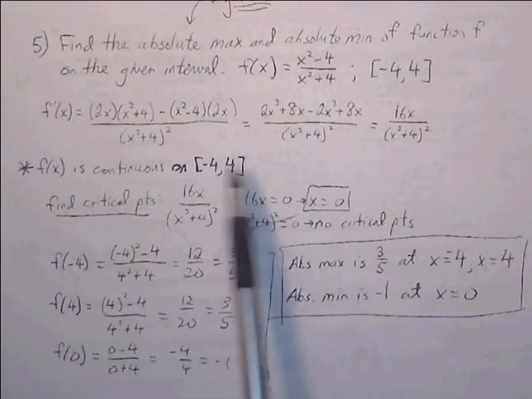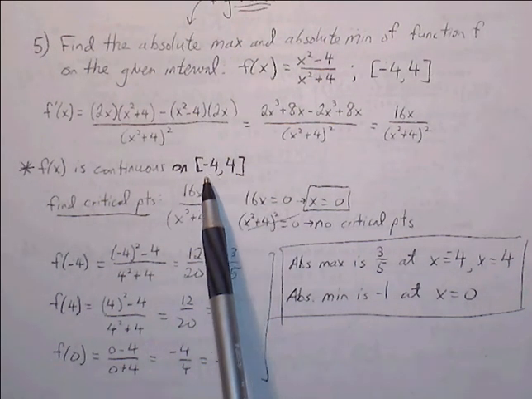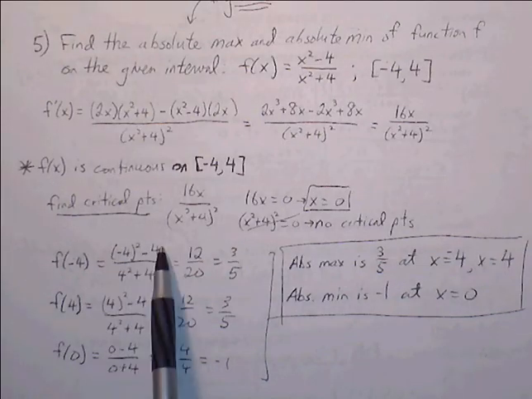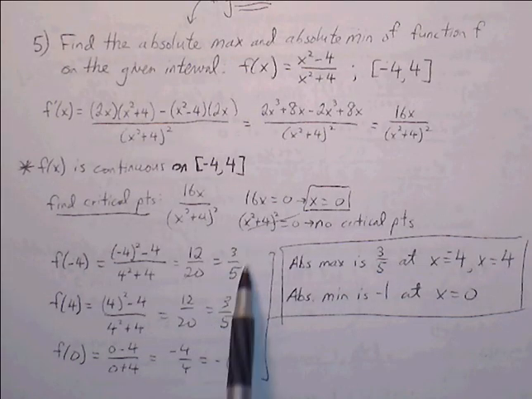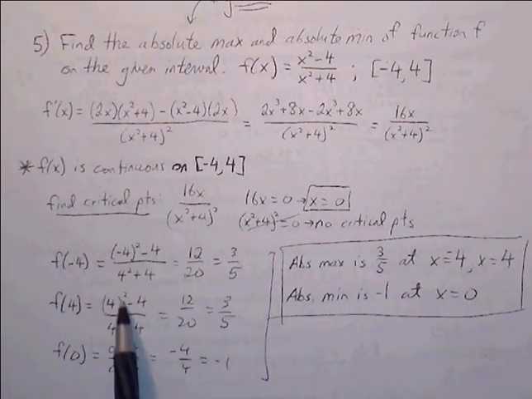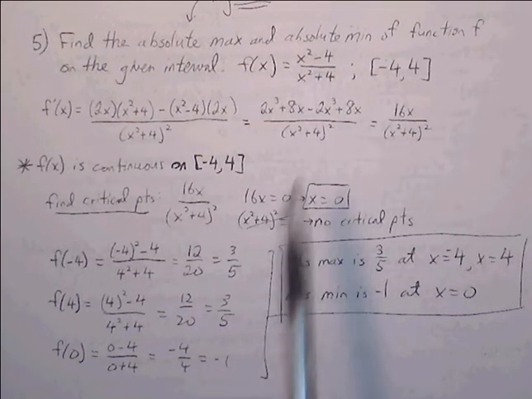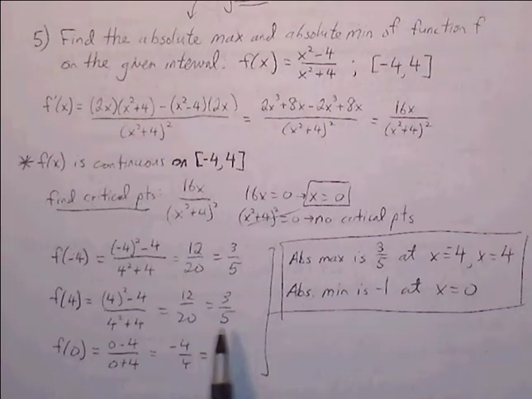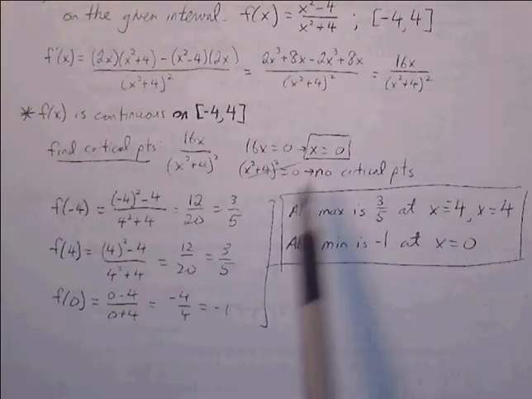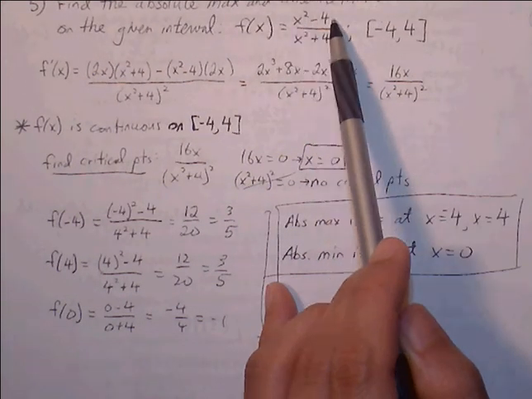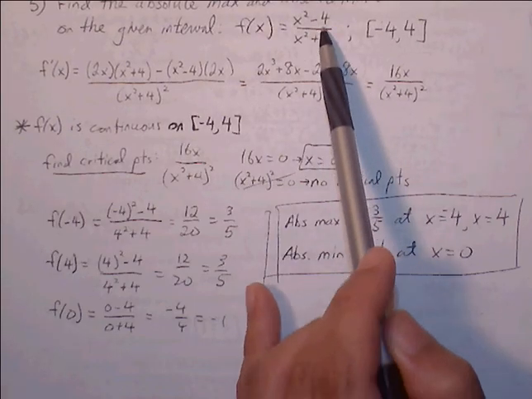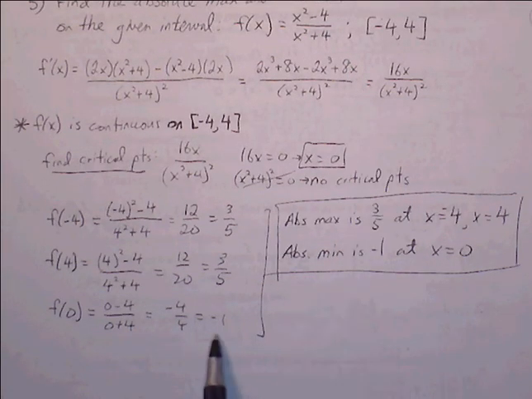So if we plug in the first endpoint here, -4, into the original function, we're going to get 12 over 20, which is 3/5. Plug 4 into the original function, we're going to get 4 squared minus 4 over 4 squared plus 4, which is 12 over 20, which is also 3/5. Okay, finally, we plug 0 into the original function, so 0 minus 4 over 0 plus 4. -4 over +4 is -1.